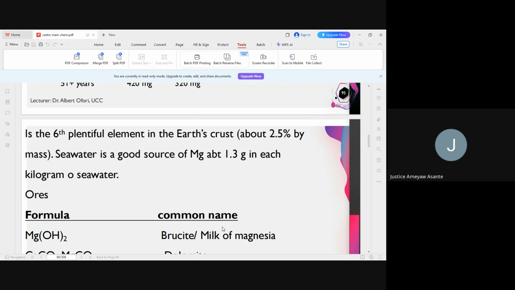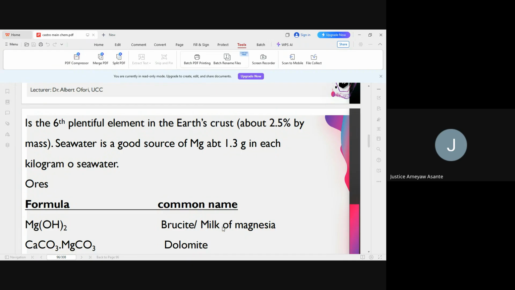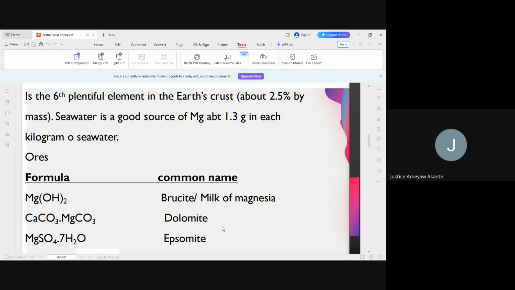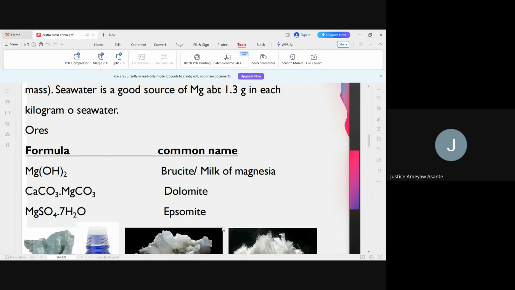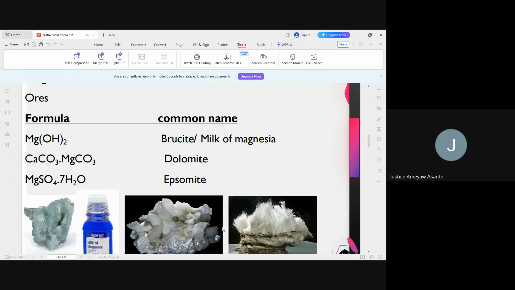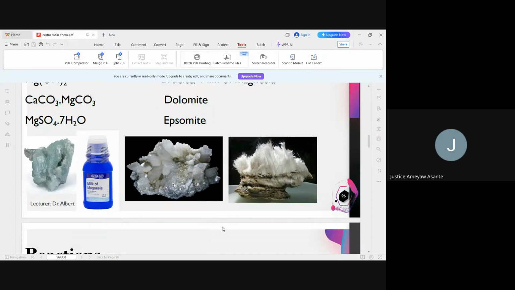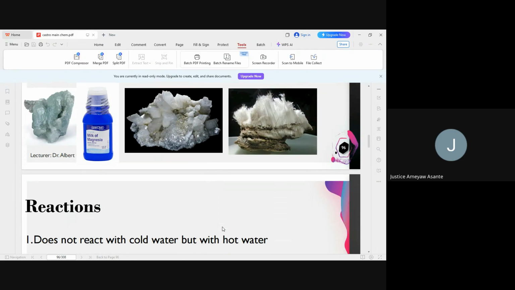Now, magnesium is among the least plentiful elements in the earth's crust. It is about 2.5% by mass. The main source is seawater. And these are the ores that we can get magnesium from: brucite or milk of magnesia, dolomite, epsomite. So these are where you can get our magnesium from.